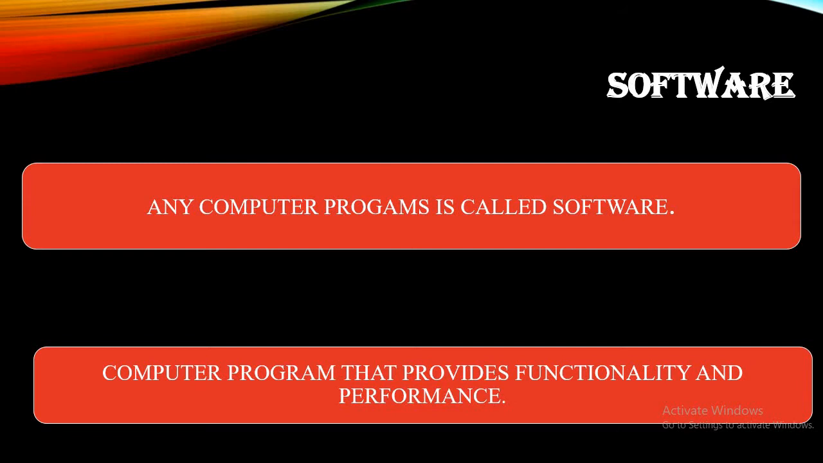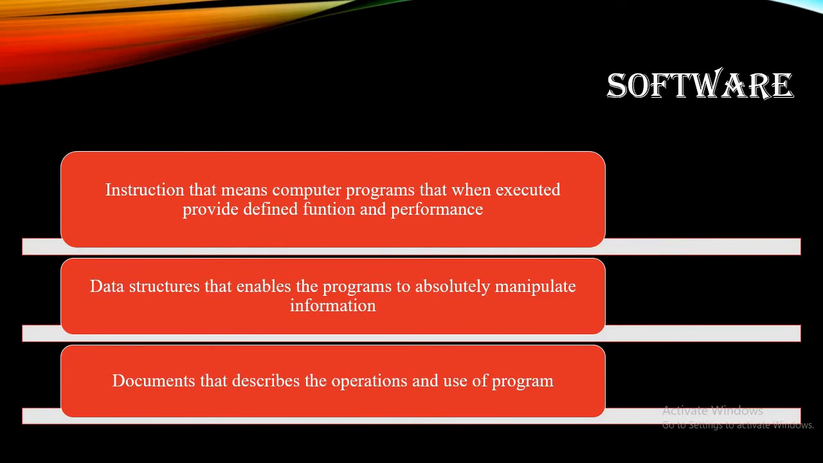But according to Roger Pressman, the definition of software is given like this: the instructions, that means computer programs, that when executed provide defined function and performance. This statement tells you that software has to give you the desired functionality and performance. The second point says data structures that enable the program to manipulate information, where it tells us that an essential component is data structures. Data structure is an essential component of every computer software to maintain the data, so that each program can be easily maintained and accessed. Here the program logic and design depend on what type of data structure we are using.